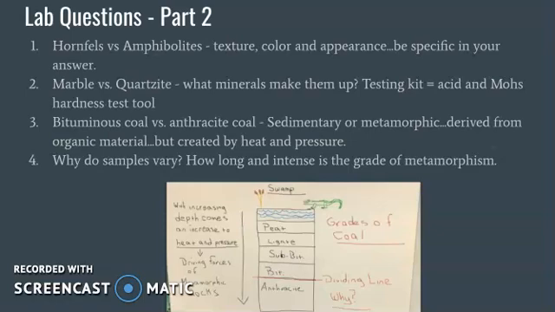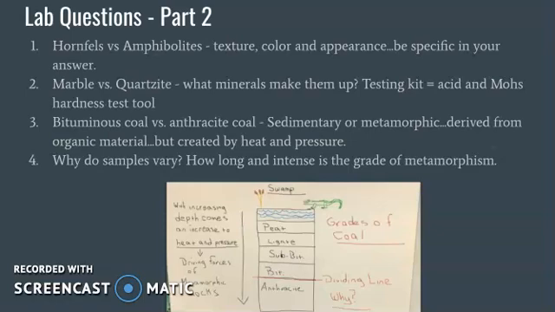Next, you'll have to discern the difference between marble and quartzite. A helpful hint for doing this is to try to understand what minerals make up marble and what minerals make up quartzite. If you buy a countertop and you want a countertop that is marble or quartzite, you may use a testing kit in the store, which would include acid and a Mohs hardness test tool. So use this hint to help you answer the question to discern between marble and quartzite.